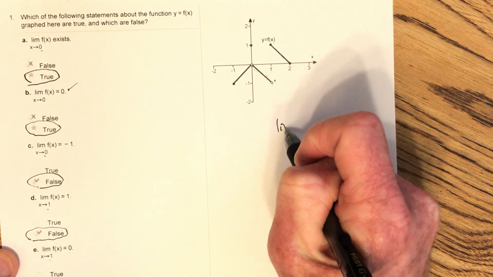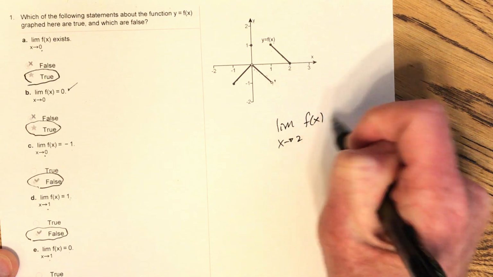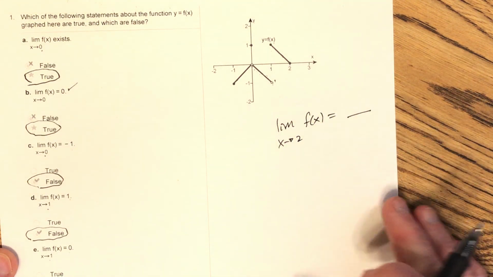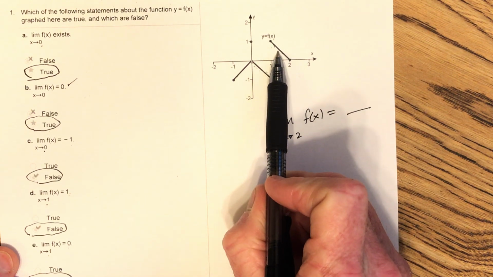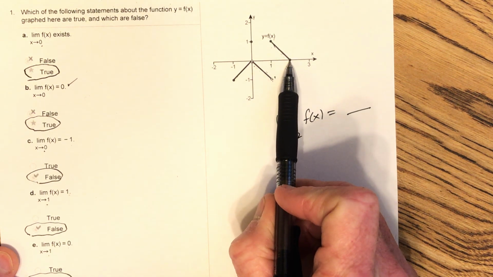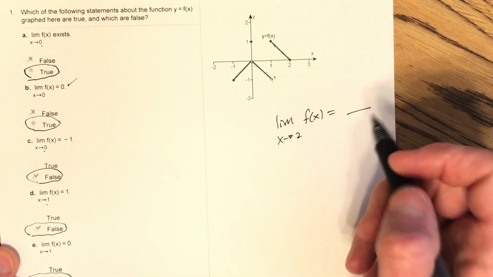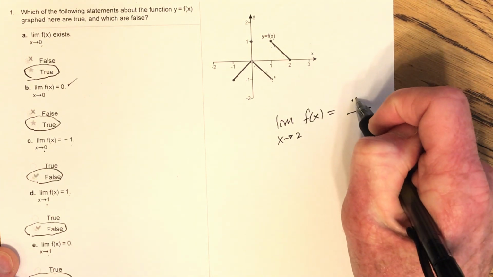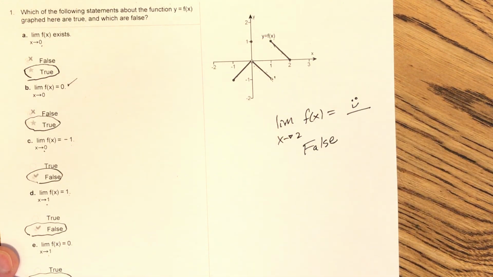So if they said the limit as x approaches 2 equals, and they put whatever, that would be false. Because on the left side, it takes you here, here, here to where y equals 0. The right side doesn't even exist. So if they said it equals whatever they say, that's going to be false at x equals 2.